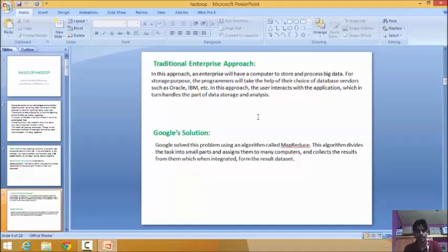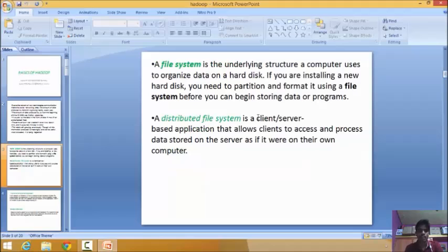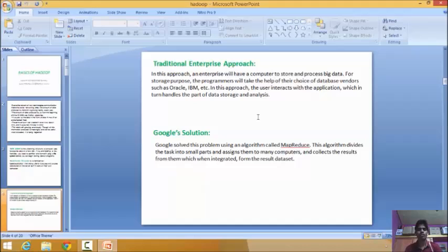How to solve big data? Up to this point we have seen what a file system is and what a distributed file system is. Now we will see how to solve big data. These are some of the solutions to the issues related to big data. This is the traditional approach. In the traditional approach, a company uses a computer to store and process data. If you have data, you have to store the data and you have to process it, right?